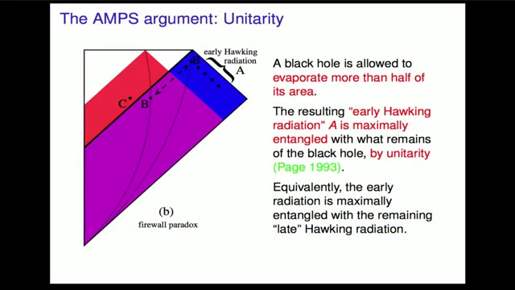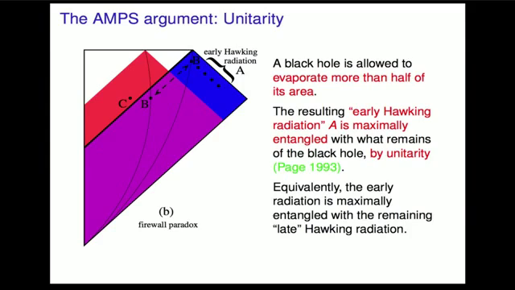All right, so now we're ready for the AMPS argument. It's going to be very simple because we did all our homework already. We're going to make a black hole, a big black hole. We're going to let it half evaporate, or more than half, but at least half. Why at least half? Because I want to use the Page theorem.